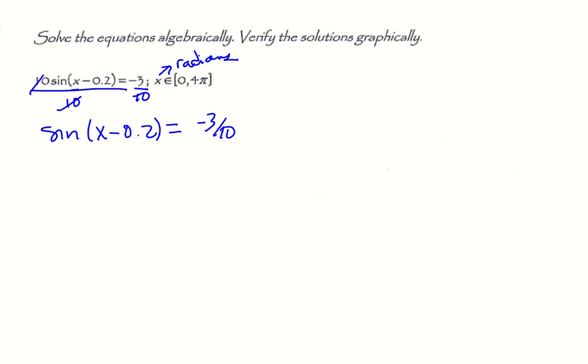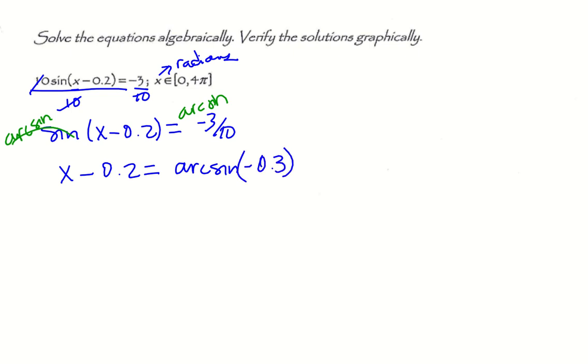Now, I want to get rid of the sine. The way I get rid of the sine is I take the arc sine of both sides. So the arc sine of the sine undoes that sine, and I now have just x minus 0.2 equals my arc sine of negative 0.3. So I'm going to leave that arc sine of negative 0.3, right? 3/10 is 0.3.